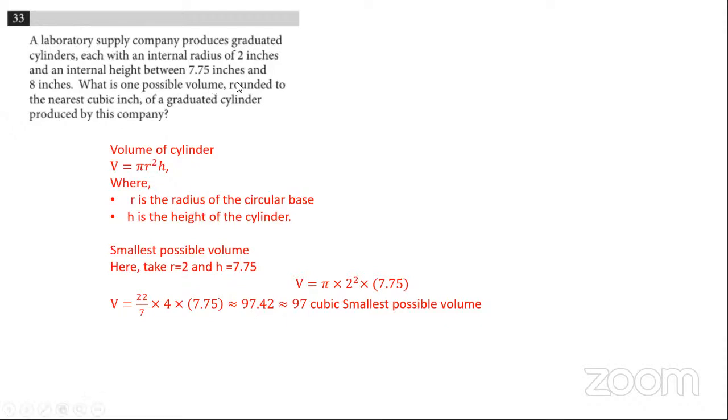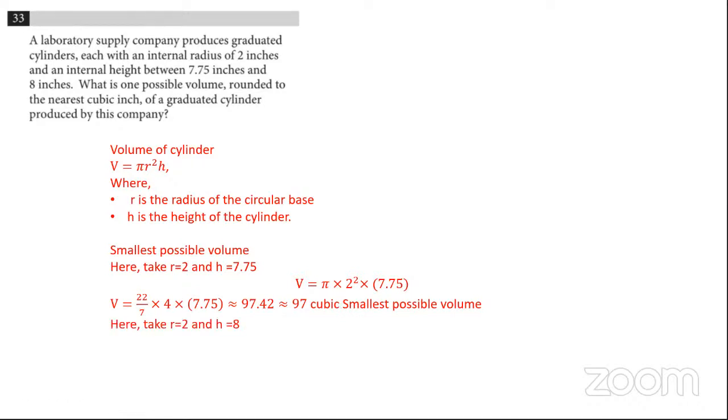We are asked to round it to the nearest cubic inch. 97.42 can be rounded to 97. So it is 97 cubic inches. That is the smallest possible volume.